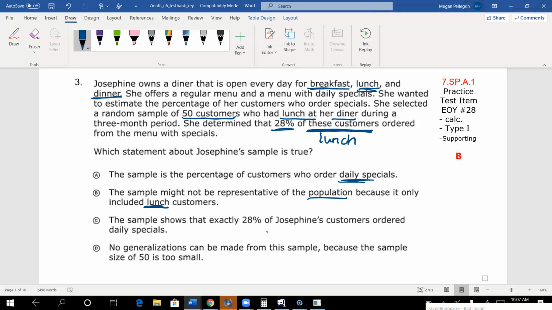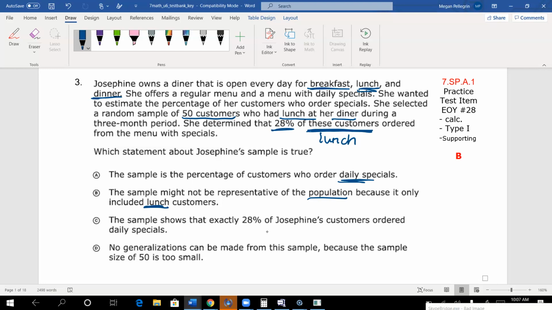C, the sample shows that exactly 28% of Josephine's customers ordered daily specials. Well, no, it was 28% of her lunch customers. It didn't include her breakfast customers, and it did not include her dinner customers, because that percentage could go up or down depending on if she had more people at breakfast or dinner that did order those daily specials. So C cannot be our answer because it's not all of her customers.